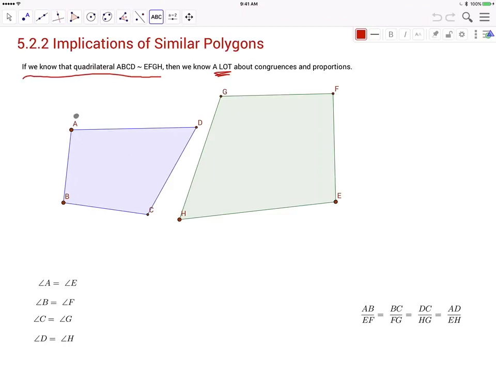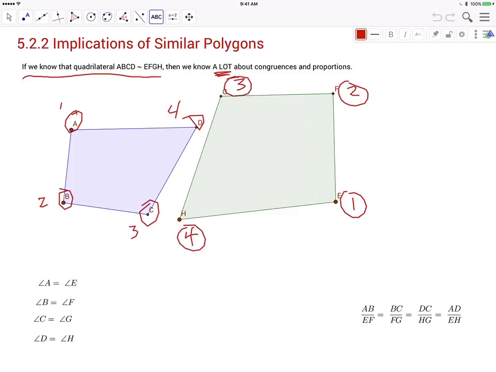So this says A, B, C, D, right? In that order. 2, 3, 4 is similar to, right? E, F, G, and H, right?